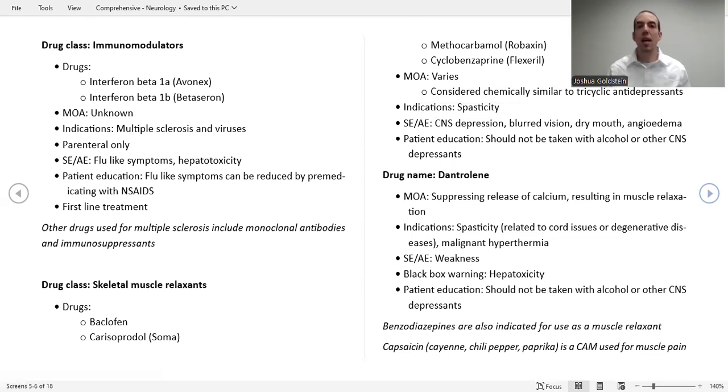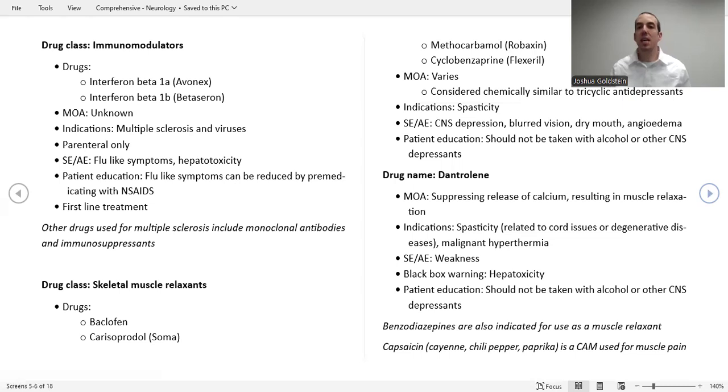So we start with the official class of musculoskeletal relaxants, which would be drugs like baclofen or methocarbamol, cyclobenzaprine. The mechanism of action of these vary by drug. Some of them inhibit GABA, some of them do other things that act in similar ways to tricyclic antidepressants, but we use these for muscle spasms. So there's gonna be lots of different indications where we use this.